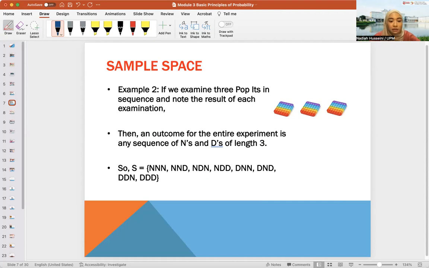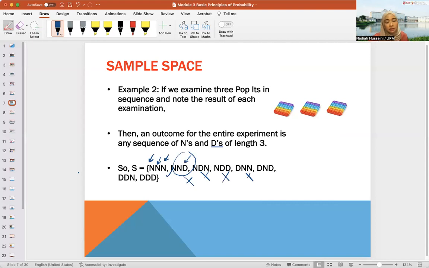So how do you write this? Sample space: nnn, nnd, ndn. What does this mean? This is non-defective, non-defective, non-defective. Great, this batch can be packaged into one box. This is non-defective, non-defective, defective. Not good, so you have to resend it. And then non-defective, defective, non-defective, not good.